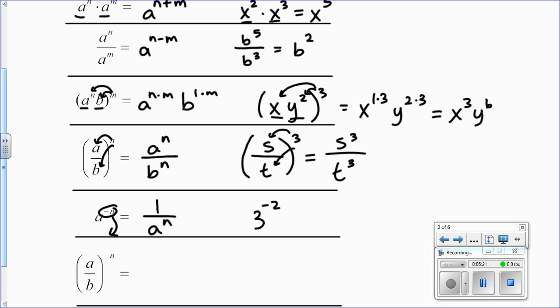So if I have 3 to the negative second power, I'm going to have to move that to the denominator. My exponent, the 2, becomes positive, and I put a 1 on top. Now, 3 squared, that's a small number. So if you have an exponent less than 5 with a number, go ahead and evaluate that number. So go ahead and do 3 squared, which would be 9.